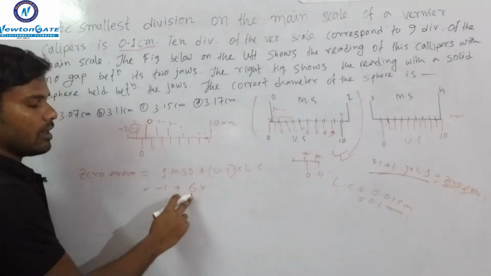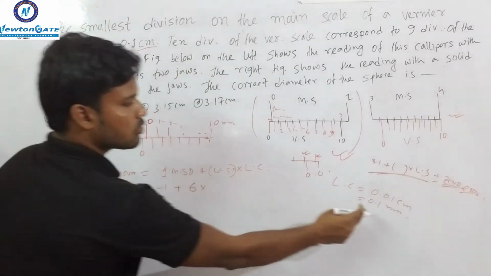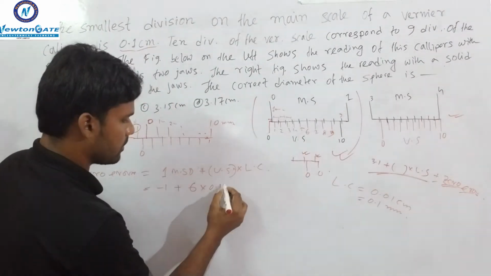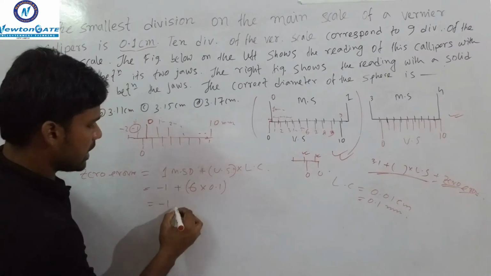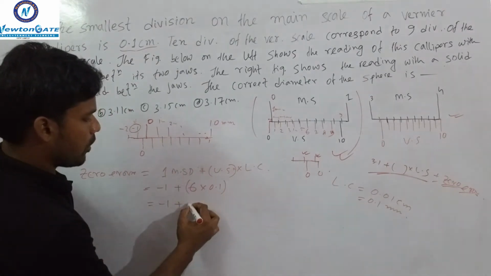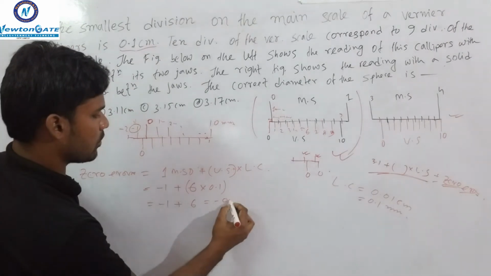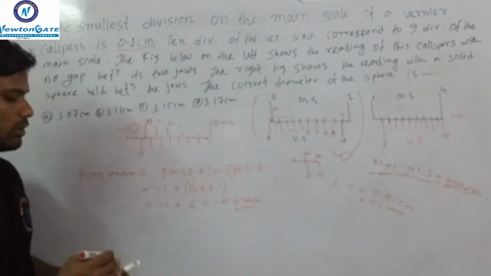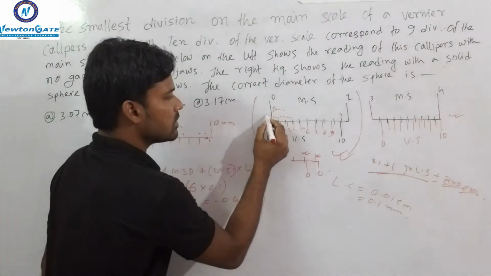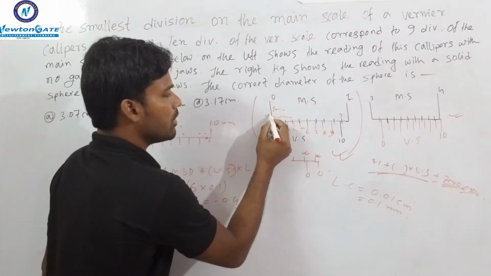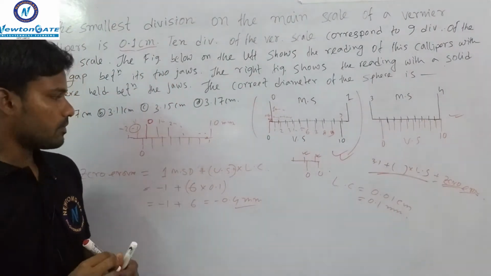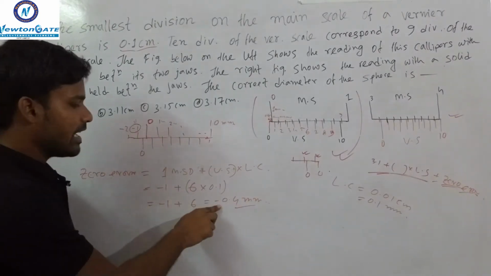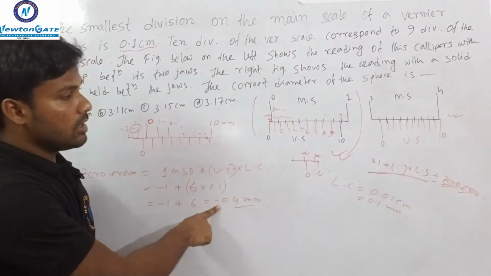All the data is in millimeter, that means the least count should be put in millimeter, 0.1. Okay, that means -1 plus 0.6, that means minus 0.4 millimeter. This is our 0 error. That means this value is 0.4 millimeter. This is the gap, and you can see the negative sign is here. That means this is a negative 0 error.